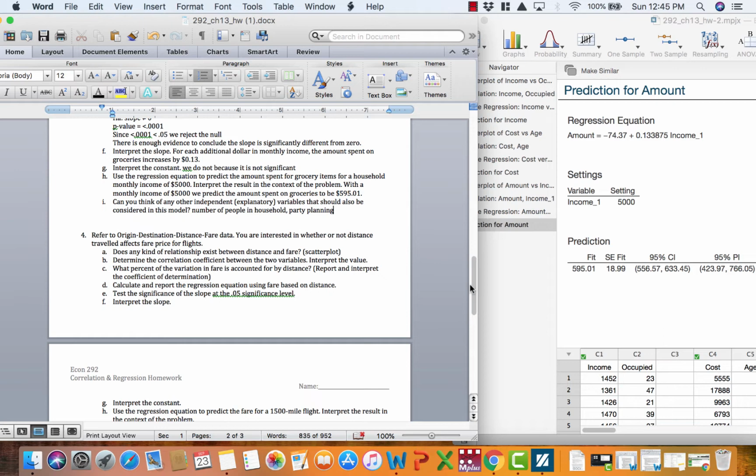All right, last problem. Number 4. You are interested in whether or not distance traveled affects fare price for flights. Is there any kind of relationship between distance and fare? So distance traveled would be our X that we hope explains fare price. And again, if you're not picking up on what's X and what's Y, trust me when I say that I make it abundantly clear on the quiz and the exam using a word like, we want to see if this predicts this. So I'll actually use the word predicts.